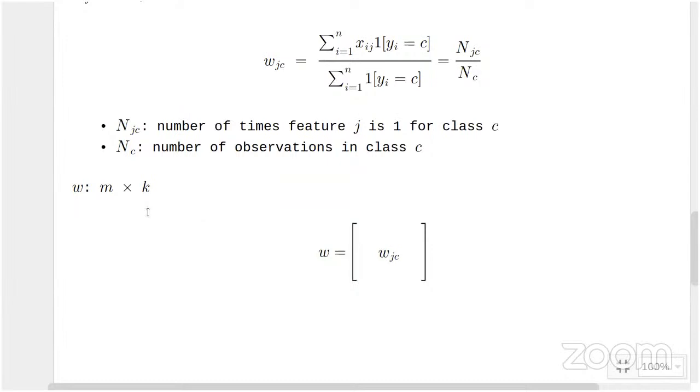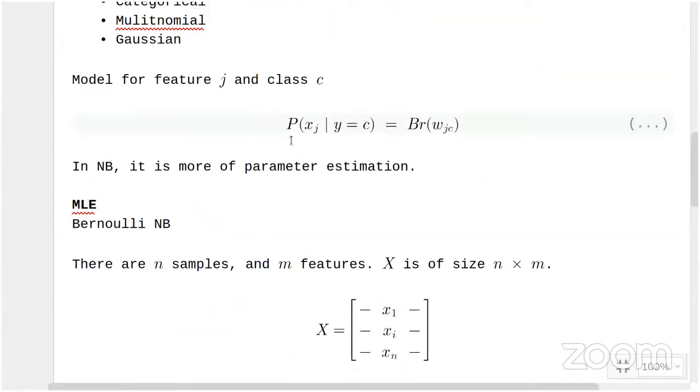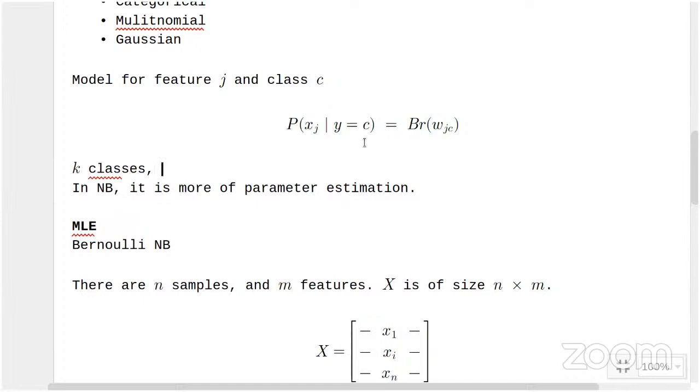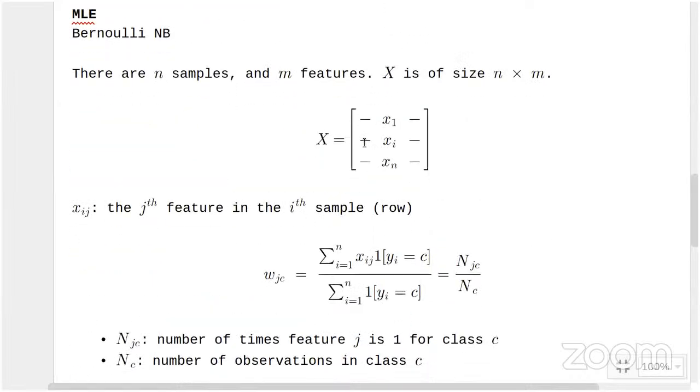So how do you do this? For each class you have to model your feature given class, right? So always remember what we are trying to do. We are trying to model feature given class. So if there are k classes, then we'll have to model this for m features, right? So we'll end up having mk parameters for the whole Bernoulli naive Bayes. At least this part, p of x given y part, we need to estimate mk parameters. Okay, any questions?